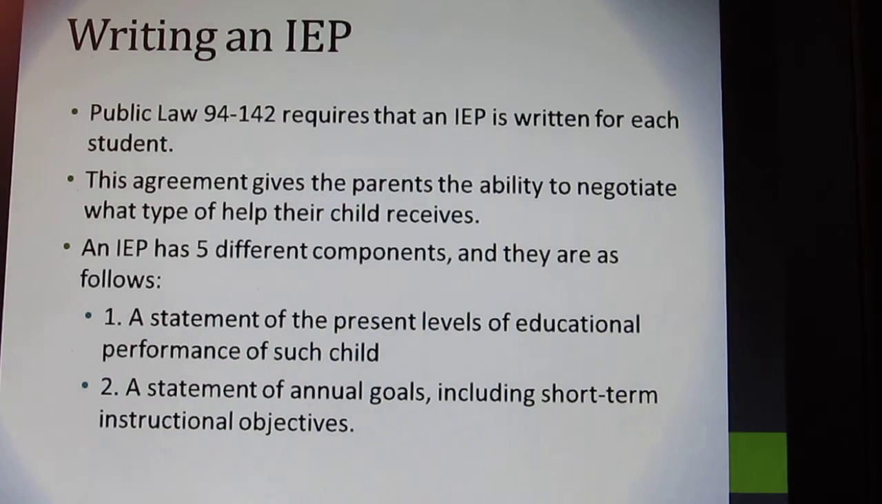Under that same law, 94/142, it requires that an IEP is written for each student. This agreement gives the parents the ability to negotiate what types of help or education their child receives. An IEP has 5 different components, and they are as follows. The first one is, each IEP must have a statement of the present levels of educational performance of the child. The second one is that a statement of annual goals, including short-time goals and instructional objectives, must be included.